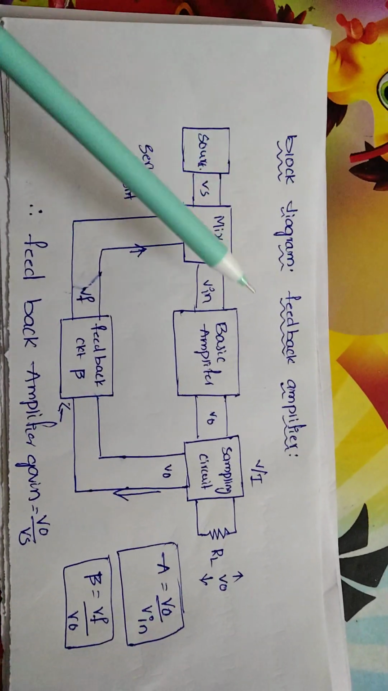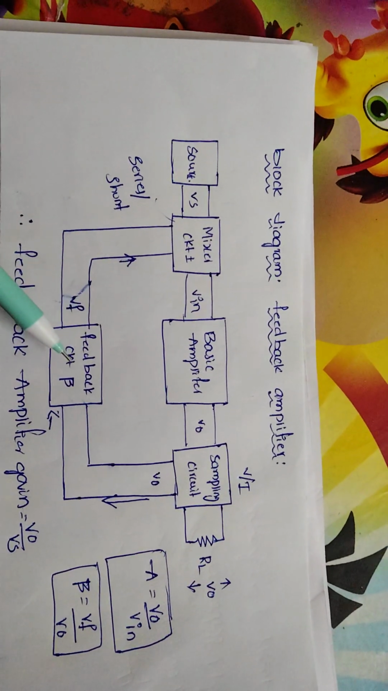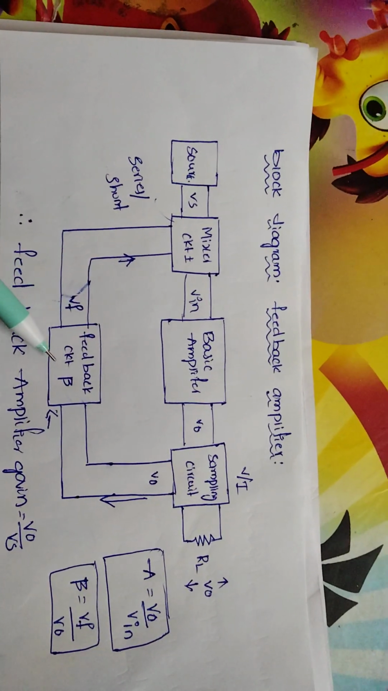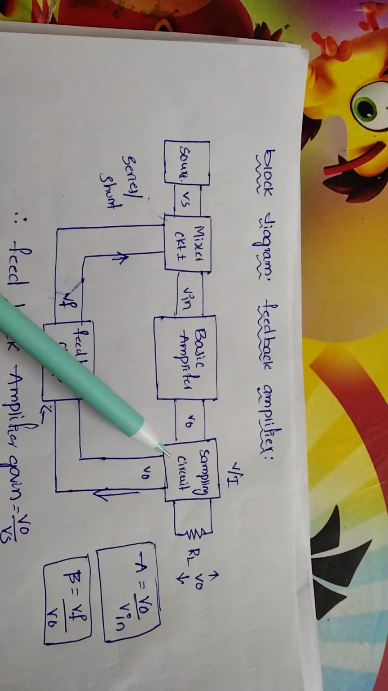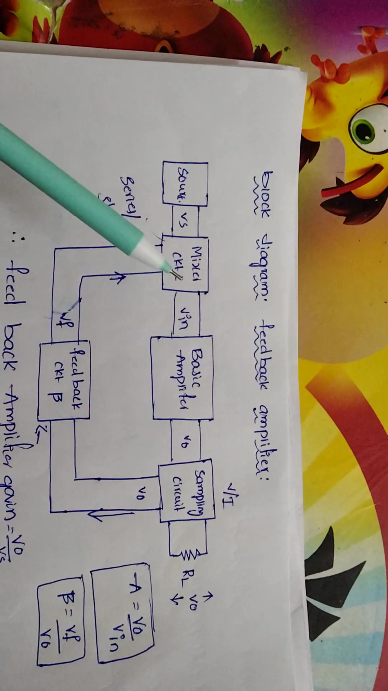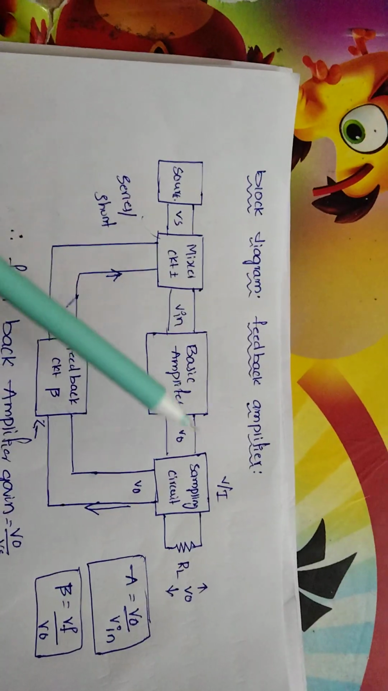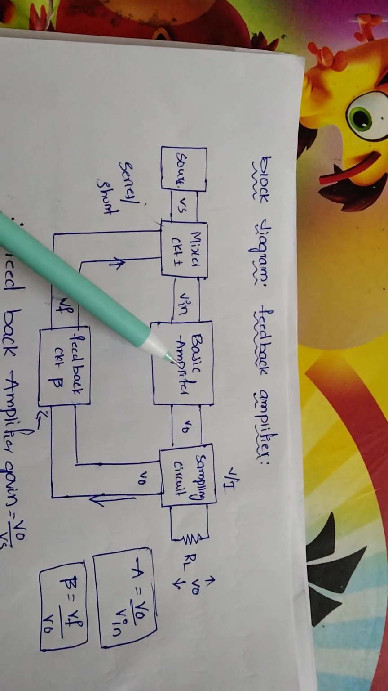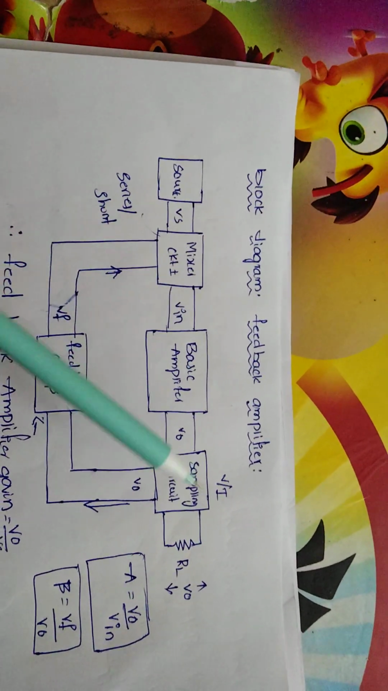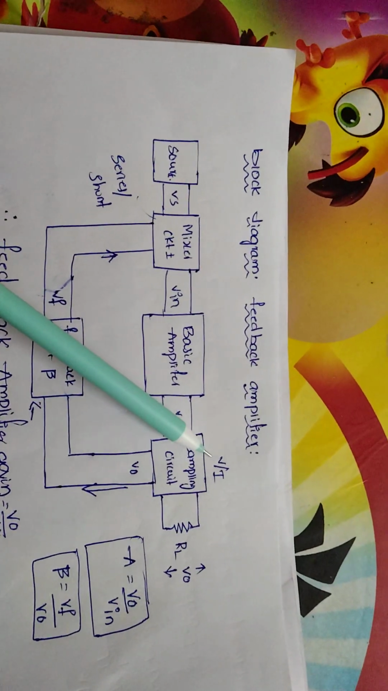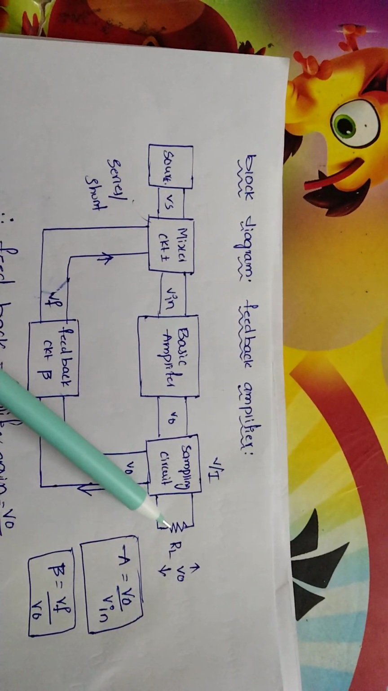The block diagram of a feedback amplifier has a basic amplifier and a feedback circuit, also called the feedback network, a mixer circuit, the source, and a sampling circuit in parallel with the load resistance. The basic amplifier has input voltage and output voltage at its terminals, and in the mixer circuit we add or subtract the signal. The sampling circuit considers the voltage or current passing through it. The load resistance is the resistance at the output.